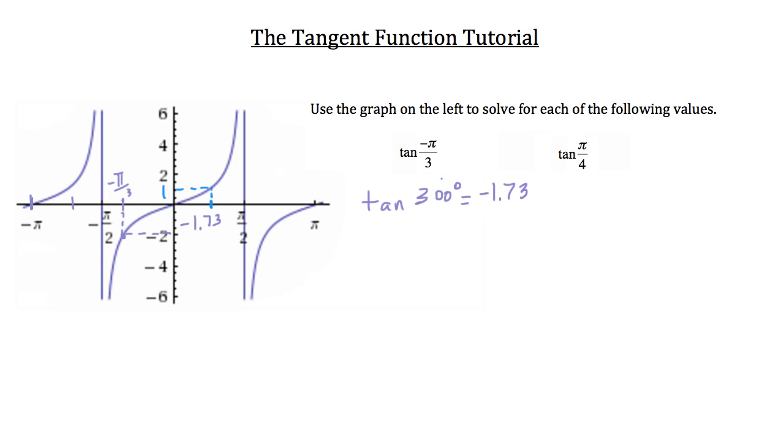And the tangent of pi over 4 is the same as the tangent of 45 degrees. And the tangent of 45 degrees is exactly 1. So that's how you can use a graph to find the values of a tangent function. Now let's look at another problem.